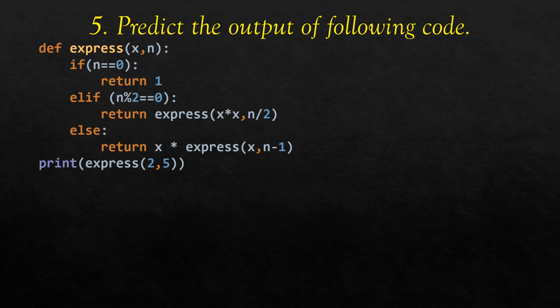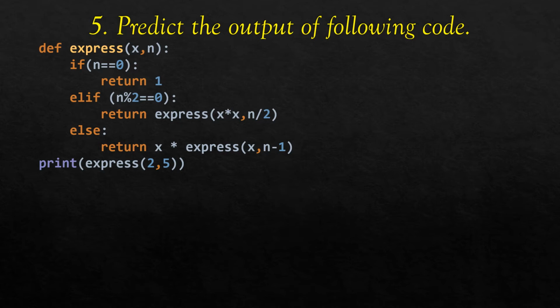Now predict the output of the following code. There is a function called express which is defined with some parameters x and n. The first condition is if n is equal to 0, return 1, else if n percent 2 equal to 0, return express of x square, n by 2. That means express function is called recursively with the values x square and n by 2. Else return x into express of x, n minus 1. Again express function is called with the values x and n minus 1.